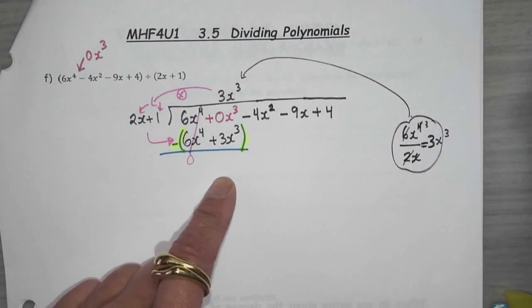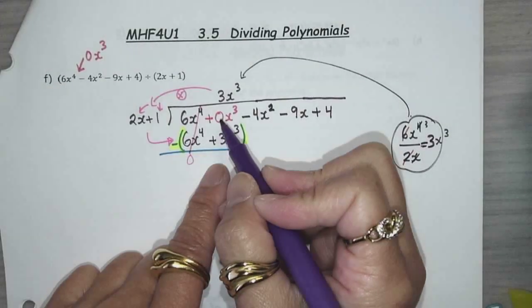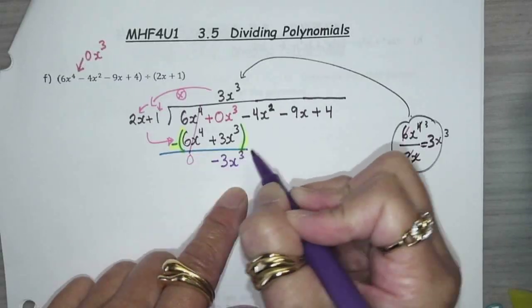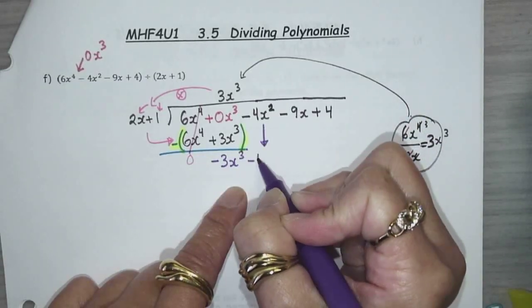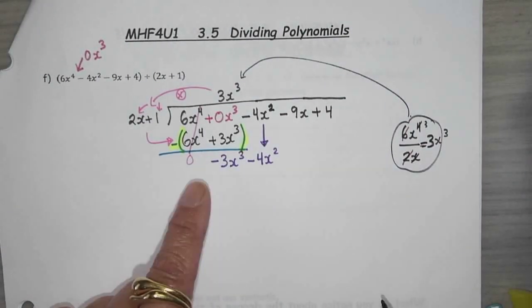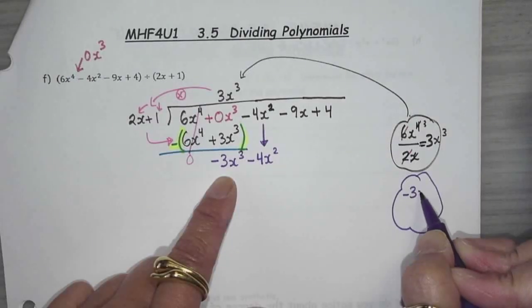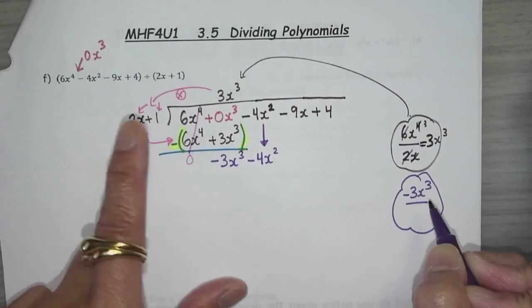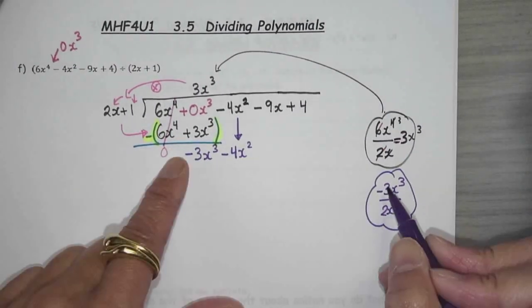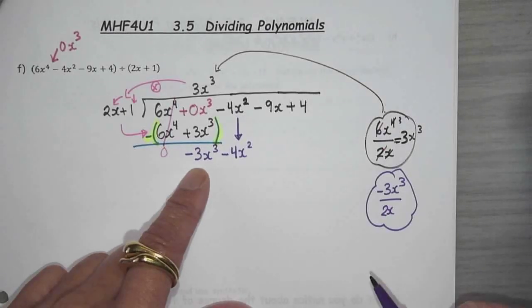Okay? Here we're going to get, I'm just using a different color so it's easier to watch. So 0 minus 3, so it'd be negative 3x cubed. Drag this one down, minus 4x squared. Okay? So then you're going to do it again. So you're going to take this one and go negative 3x cubed divided by the 2x. And this is the one where if it doesn't divide nicely, and this one ends up being a nice decimal, right? So I gave you a nice terminating decimal.